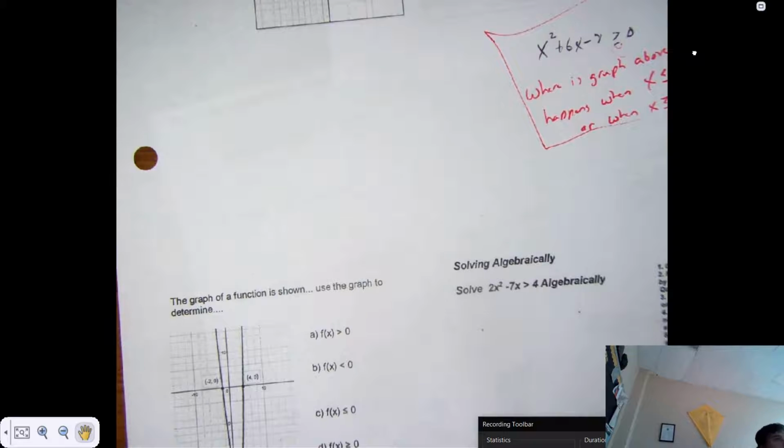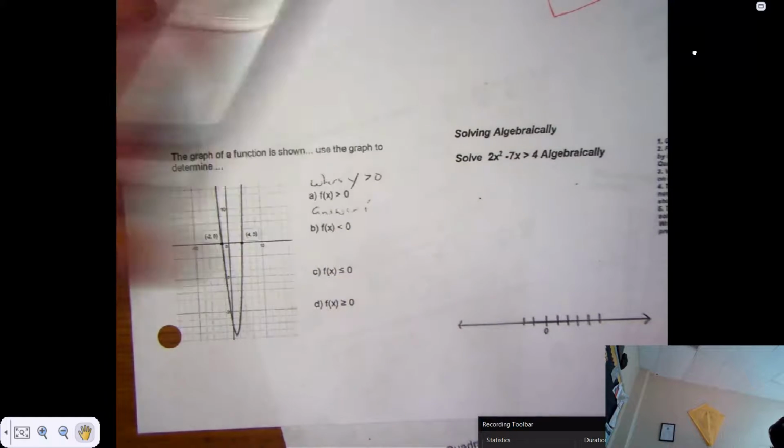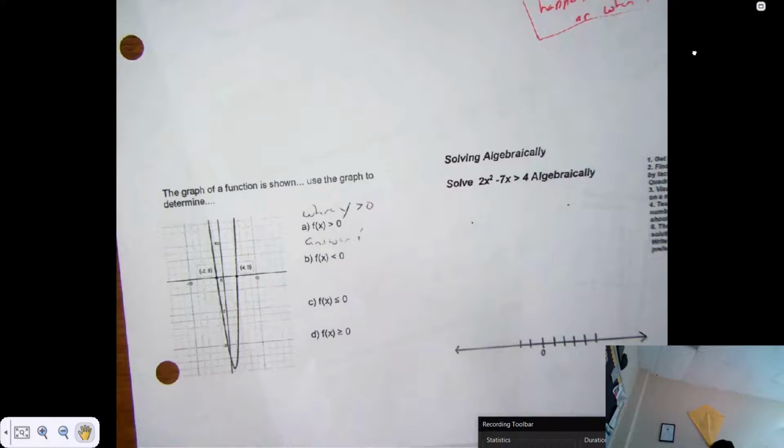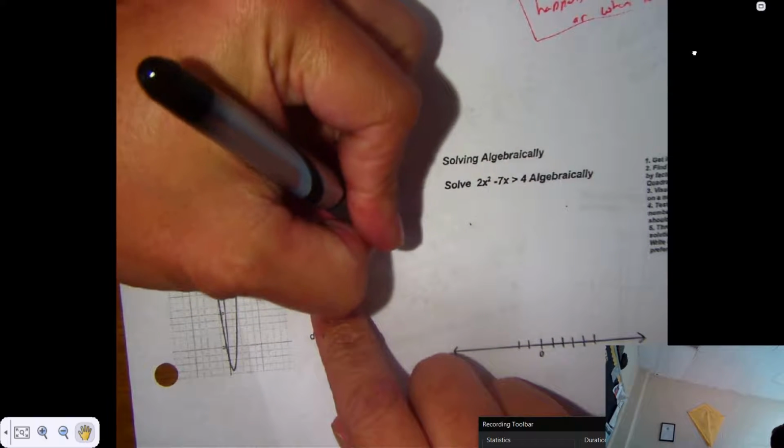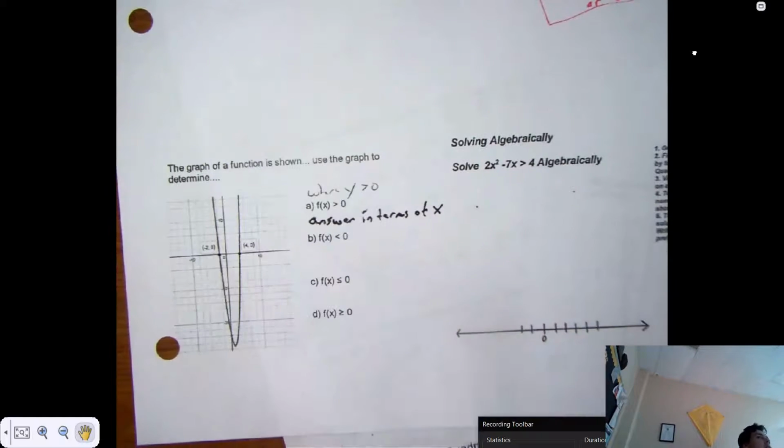So the graph of a function is shown. Use the graph to determine the following. Now, f of x is fancy for what? This is saying where y is greater than 0. And you answer it. If I can find a pen that'll write. That one works. You answer in terms of x. What x values make this true?